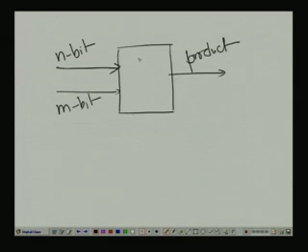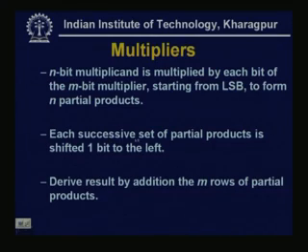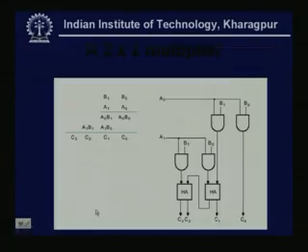So, this is my multiplier circuit. Each successive set of partial products is shifted 1 bit to the left and the result is derived by addition of the m rows of partial products. If we remember the multiplication function, the normal way of multiplication we do is nothing but shift and add. We see one example. Earlier also we have seen multiplier circuits.